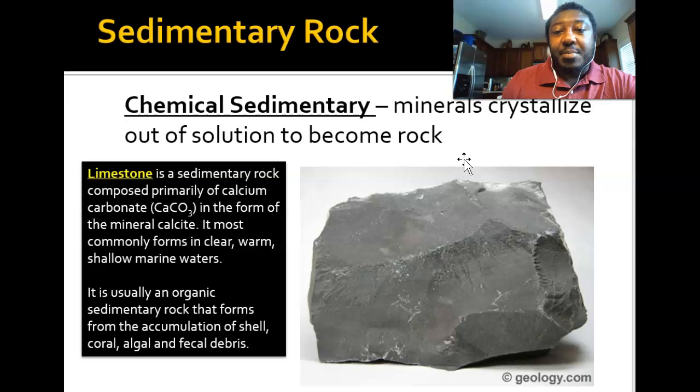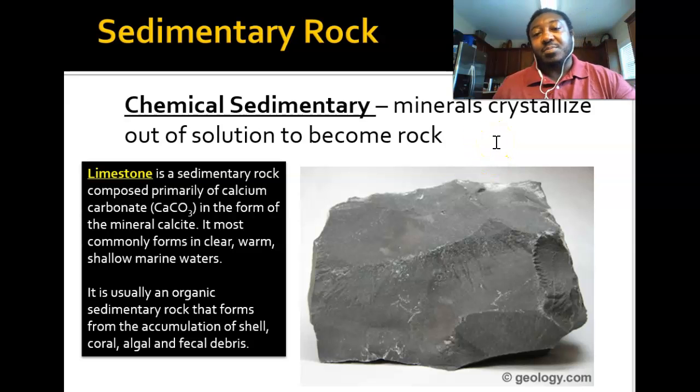The next type of sedimentary rock is a chemical sedimentary rock. It says minerals crystallize out of a solution to become a rock. So this limestone is an example of a chemical sedimentary rock. I'll give you just a second to write that down and kind of explain the process in which chemical sedimentary rocks form.